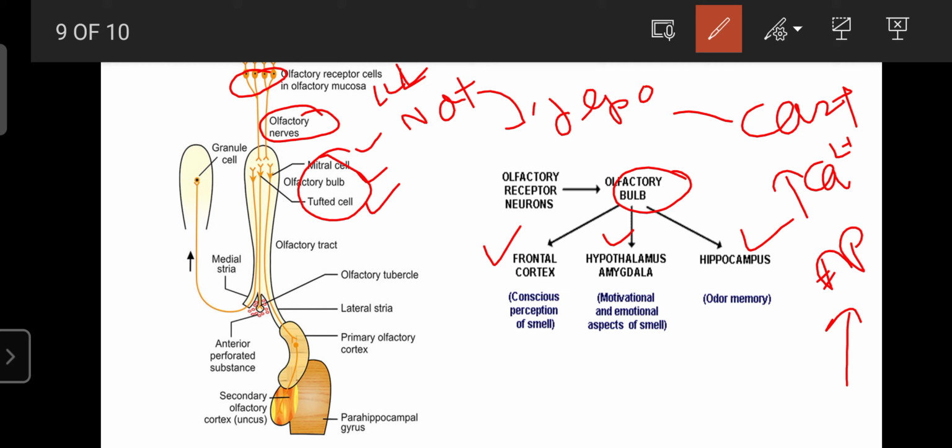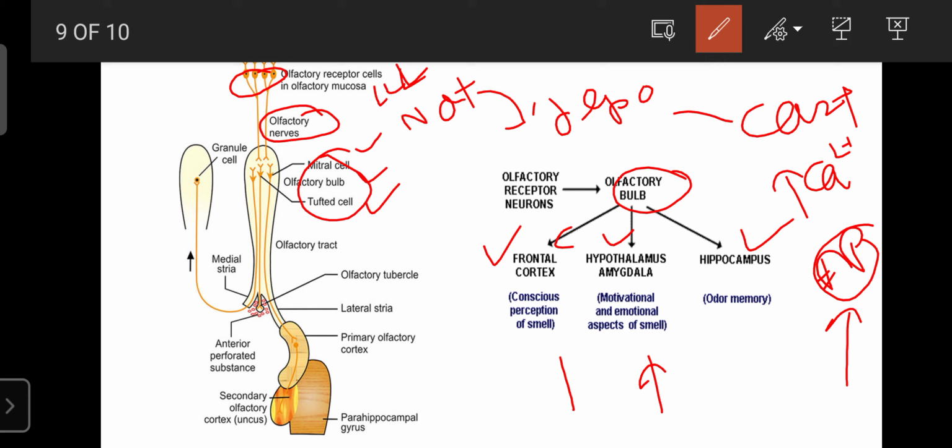Okay, when the smell is a conscious perception of smell, the action potential that is generated reaches the frontal cortex. The frontal cortex is involved in the detection of conscious perception of smell. If it is a motivational or emotional aspect of smell, then these cells of the olfactory bulb, with the help of different arrangements of cells, bifurcate the different types of smell.